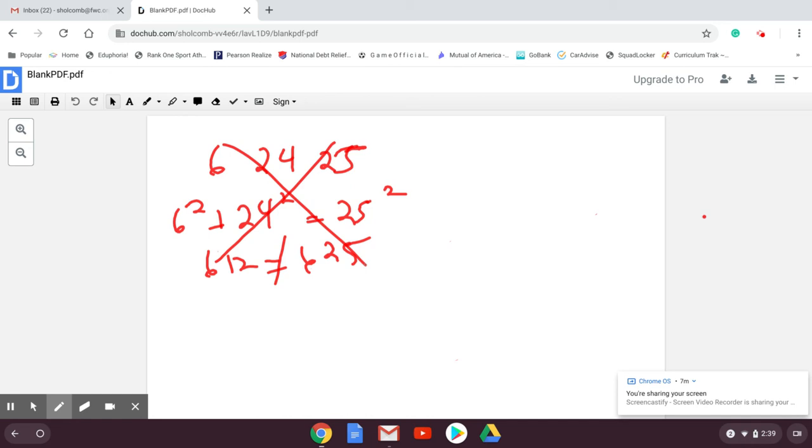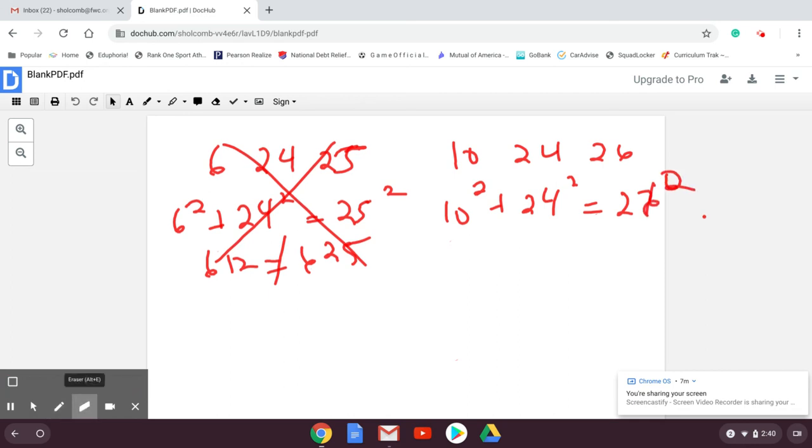Okay? Now let's try a different one. Let's try this one, 10, 24, and 26. Again, the longest side will always be C, so we'll do 10 squared plus 24 squared equals 26 squared. Messed that one up a little bit. Let me erase that. All right, so 10 squared we know is 100. 24 squared we just learned was 576.